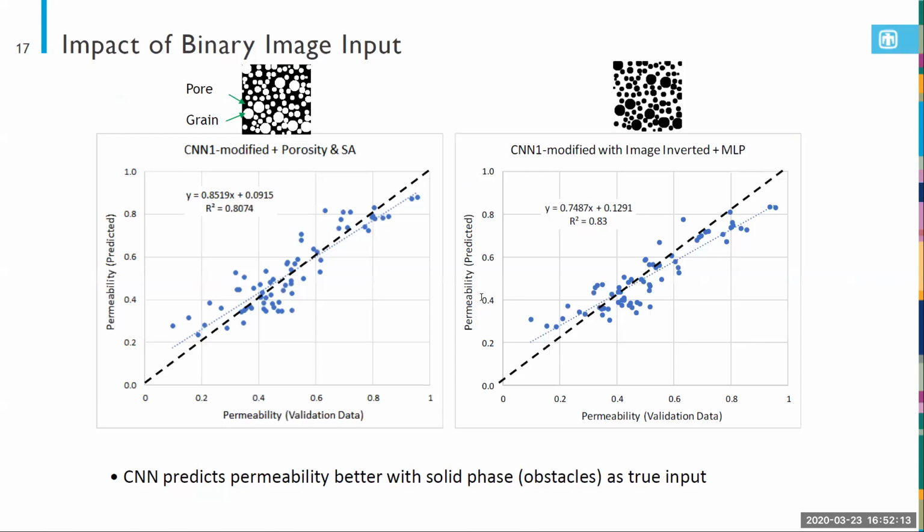One thing we noticed is how to use our binary image data. We compare a binary image input where grain is treated as true and pores as false, and we inverted this for another case. The image with grain as true consistently provides better prediction than the other case. It's a wonder, because the flow system is really governed by the porous spaces. However, when you feed the image with grain as true, the trained model has much better prediction capability than the other case.